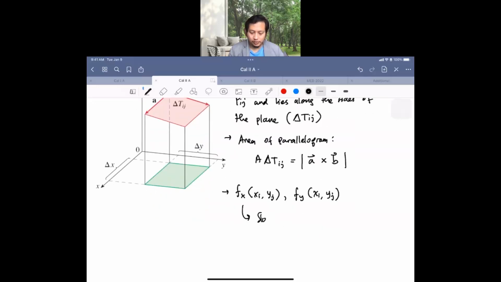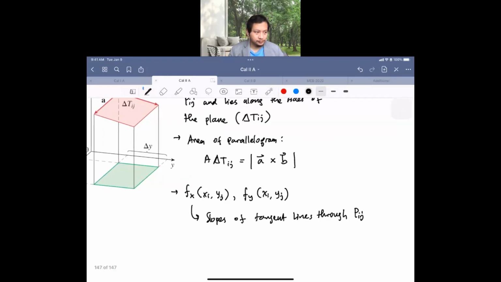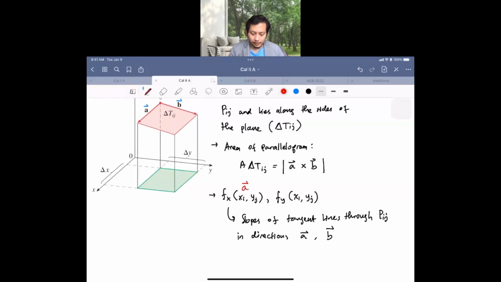These are slopes of tangent lines through point P in directions A and B. So direction A is for the partial x, and B is for the partial y. They are the same directions.